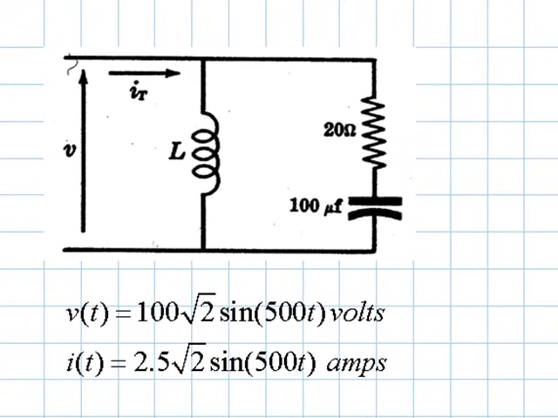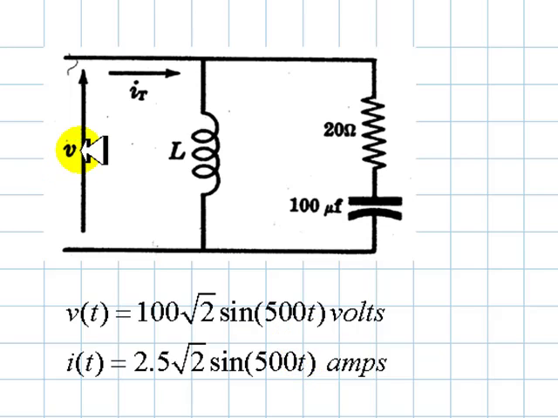This is our second tutorial on phasors. In this circuit, we are given the voltage applied to the circuit, a sinusoidal voltage of 100 volts RMS and 500 radians per second as an angular frequency omega. We apply that voltage and the total current resulting is also known as 2.5 amps with the same angular frequency. Both have 0 degrees of phase shift.